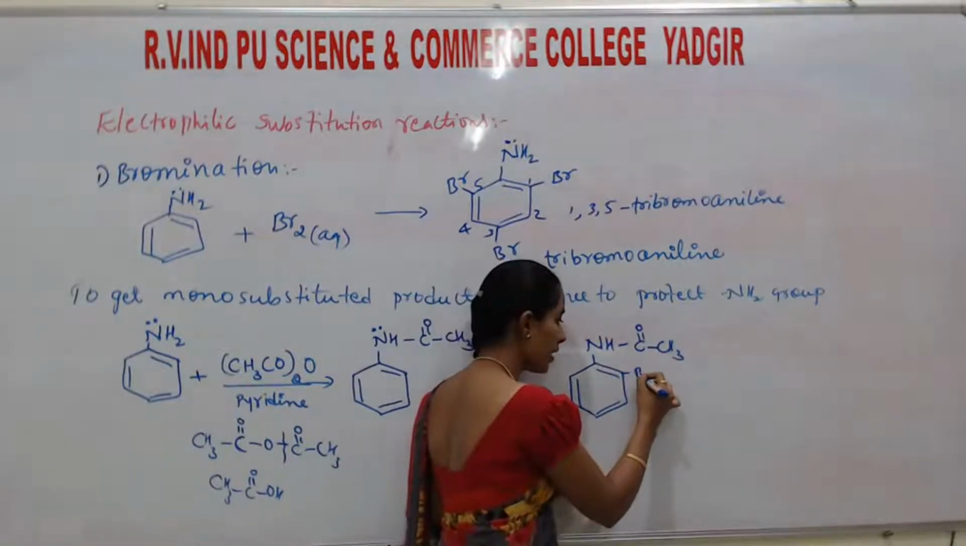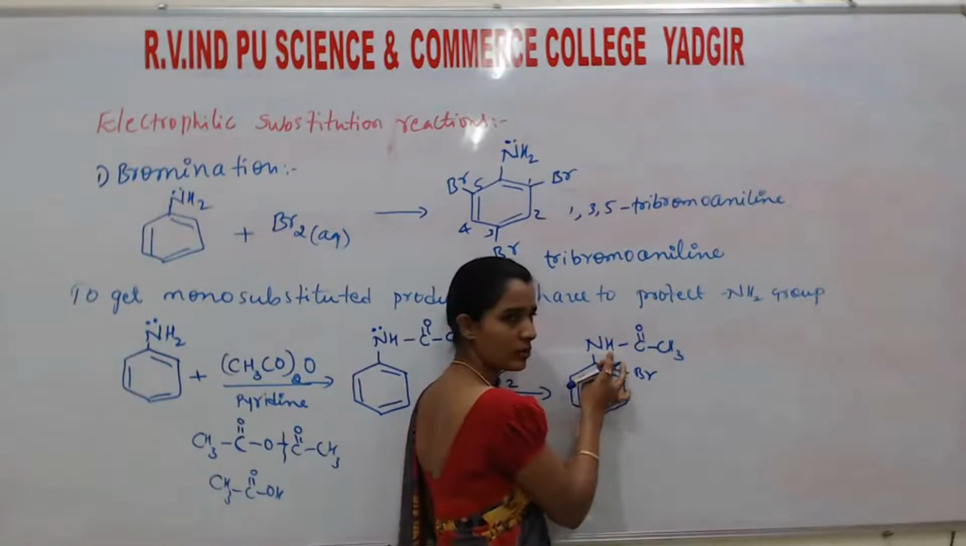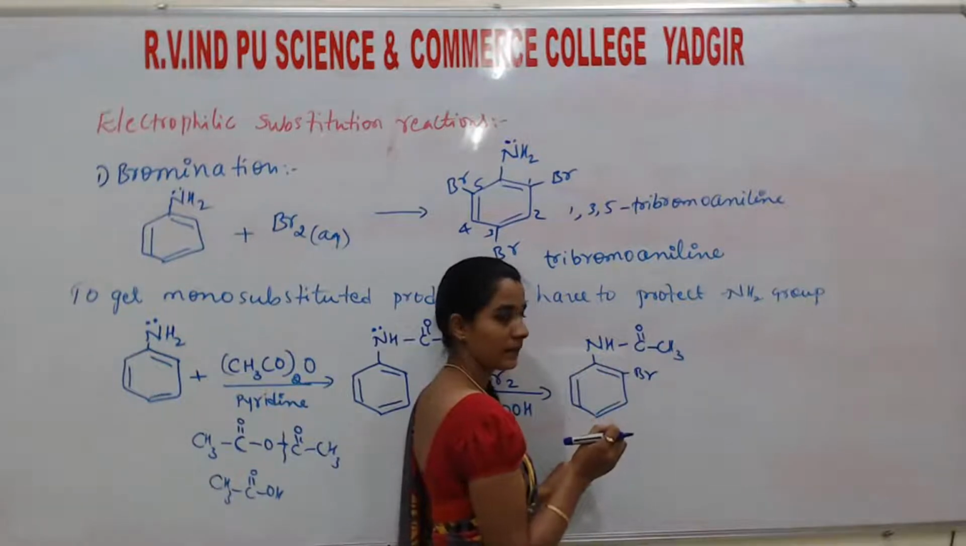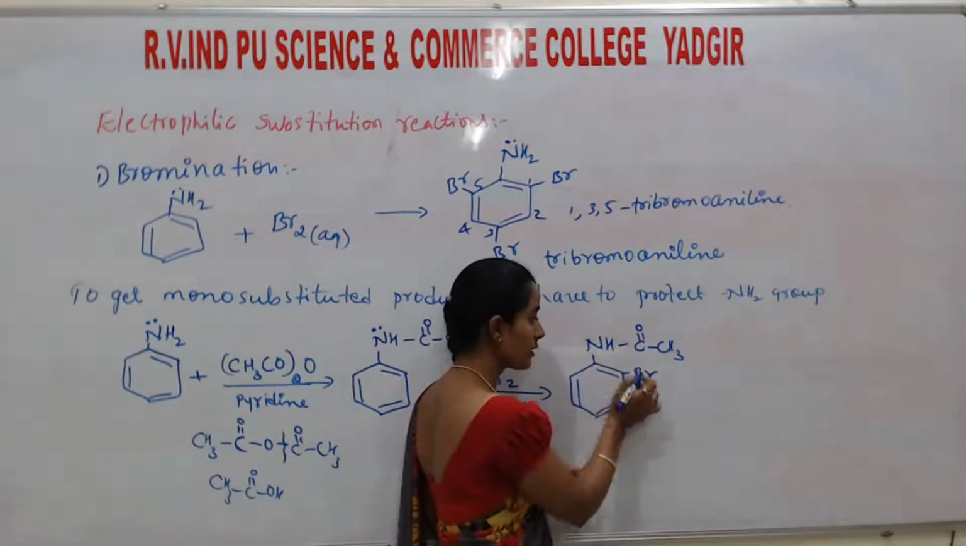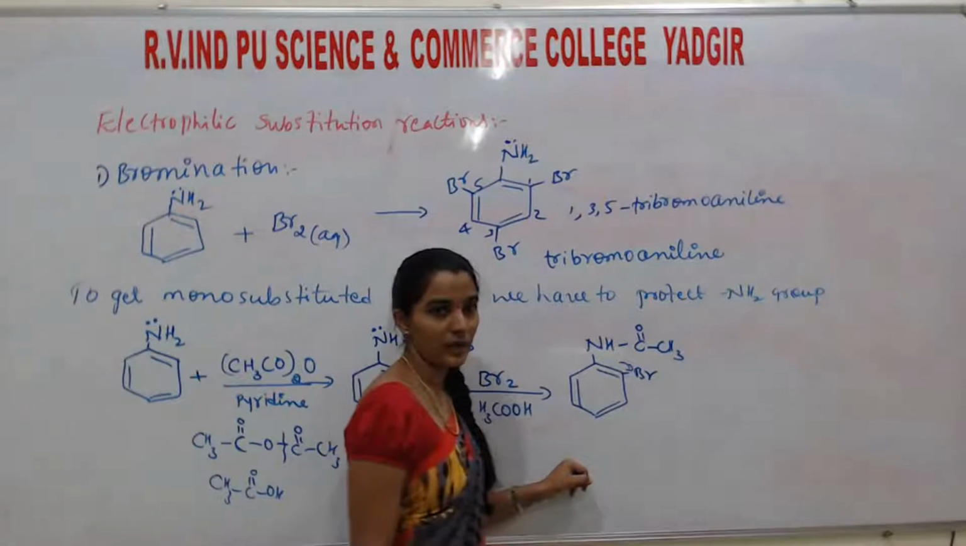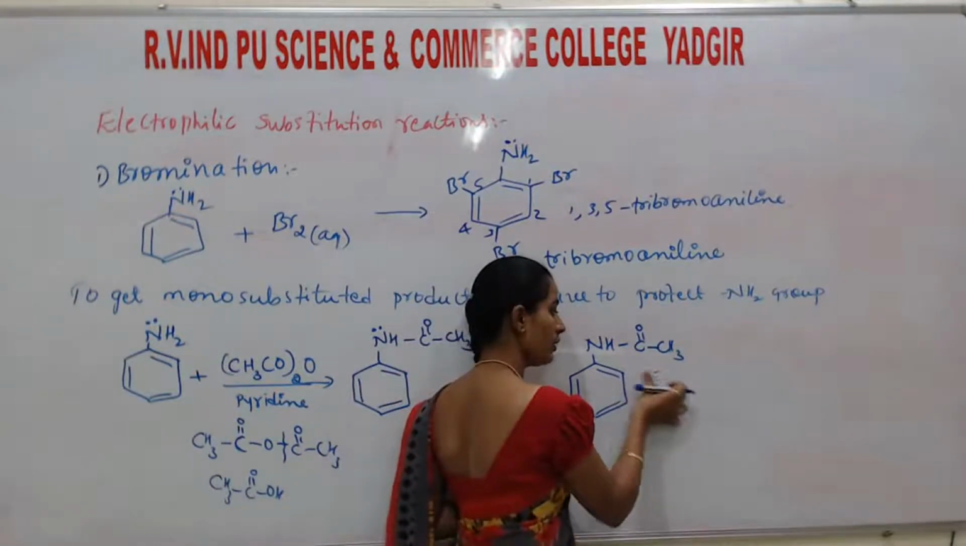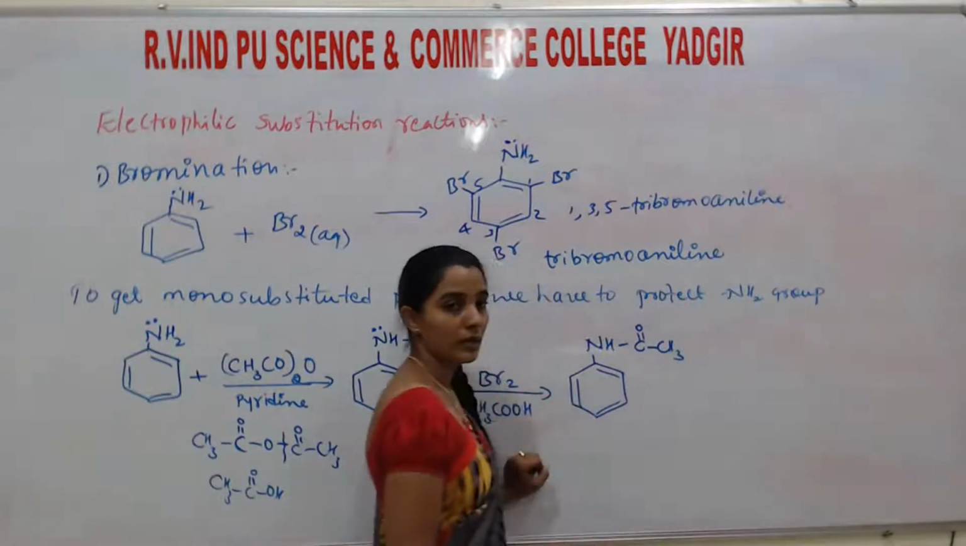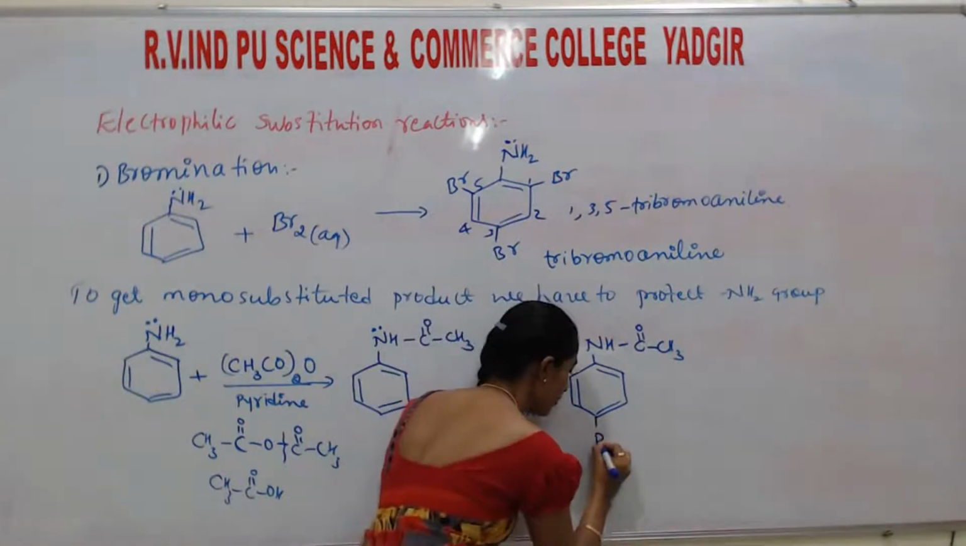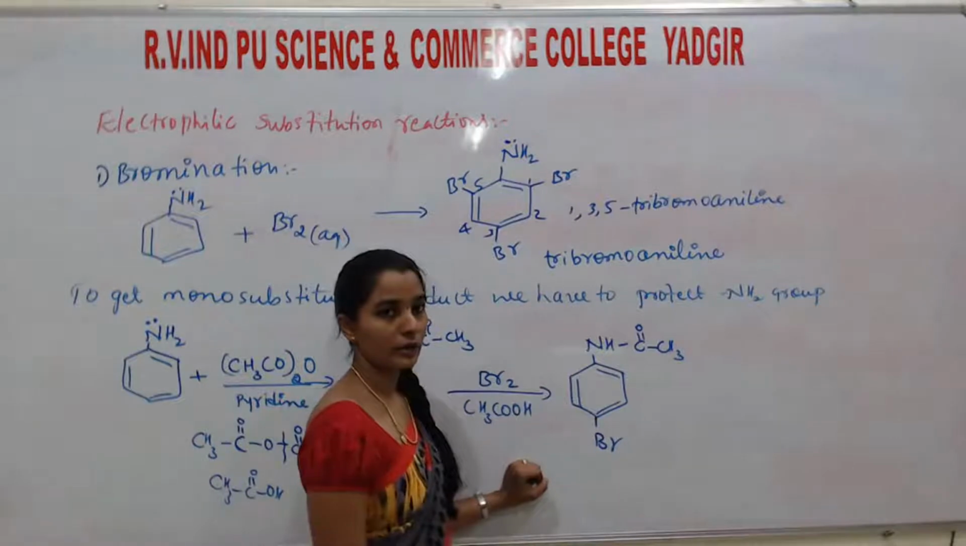Here another Br is there. The distance between these two is very small. Understand? So they are nearer to each other, which means repulsion takes place. Even though the ortho product forms, it is still the minor product. So that's why it prefers the para product.